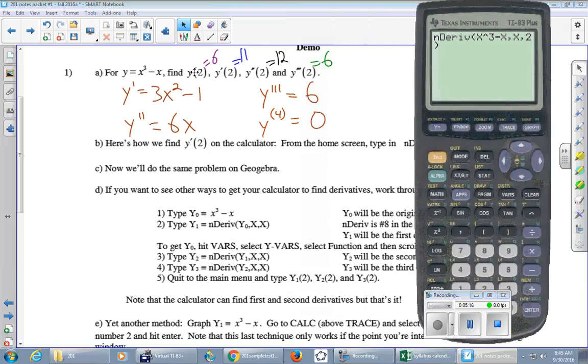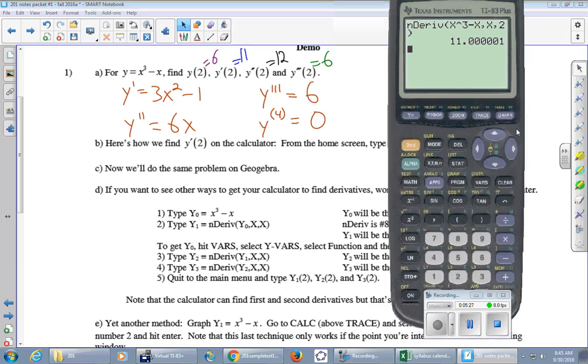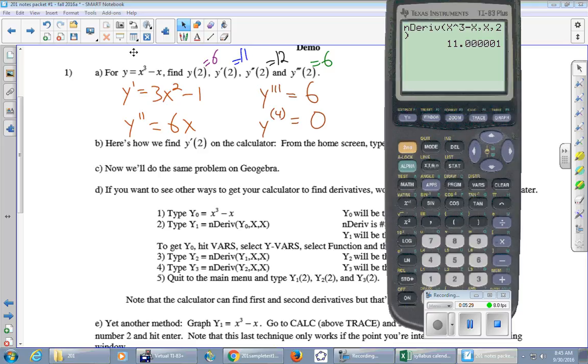That was y of 2. We're looking for 11 here. Okay, and so we hit enter, and do we get 11? We didn't get 11. The calculator doesn't know calculus. It doesn't know that the derivative of this function is 3x squared minus 1.